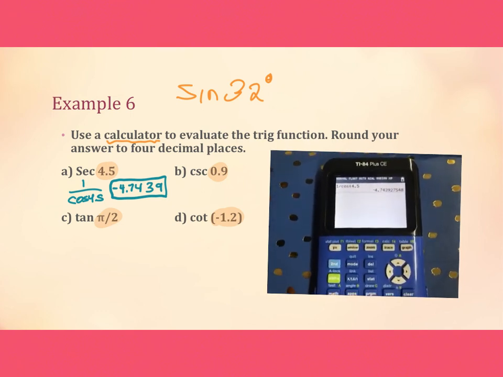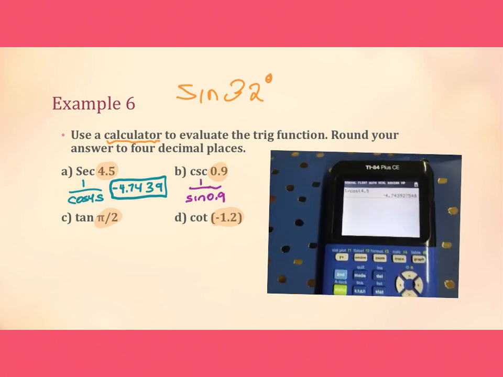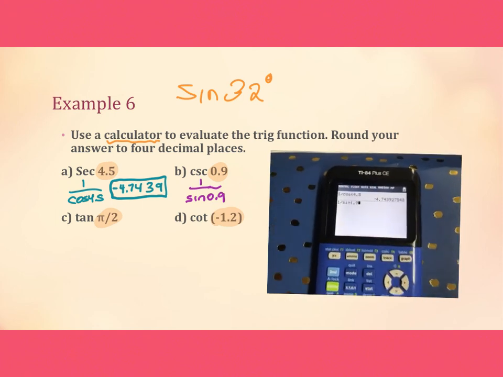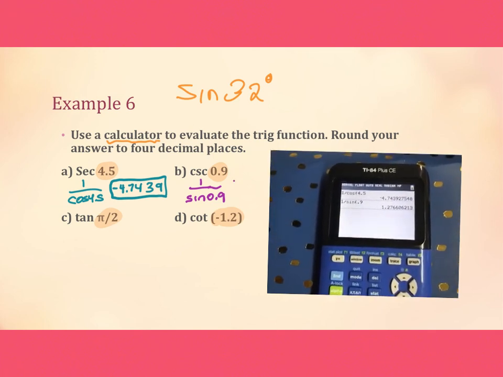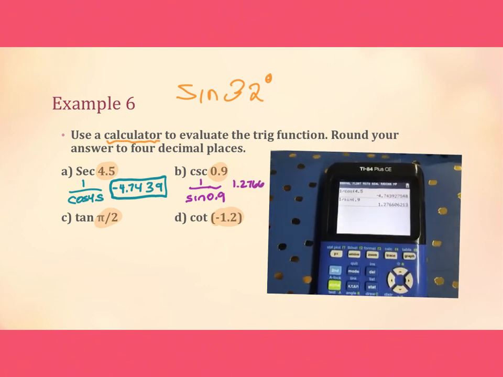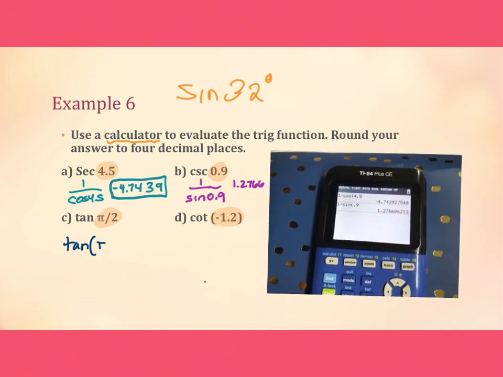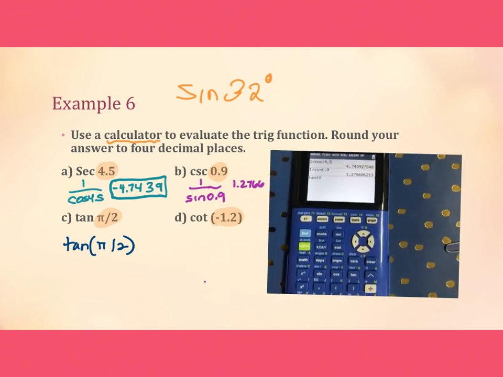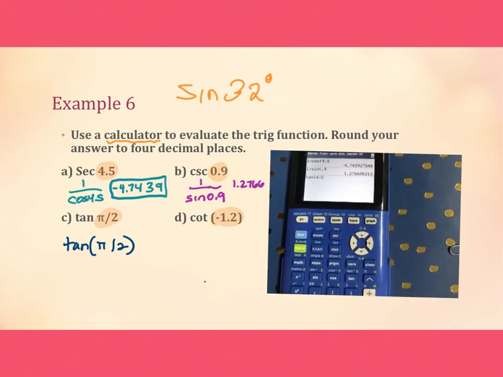All right, so B says cosecant of 0.9, which is 1 over sine of 0.9. So 1 divided by sine 0.9, which is 1.2766. And then tangent is actually the button that's on our calculator. We're going to do tangent, and you're going to make sure you use pi, not 3.14. So tangent, your pi button, which is over the caret on a graphing calculator, second pi divided by 2.